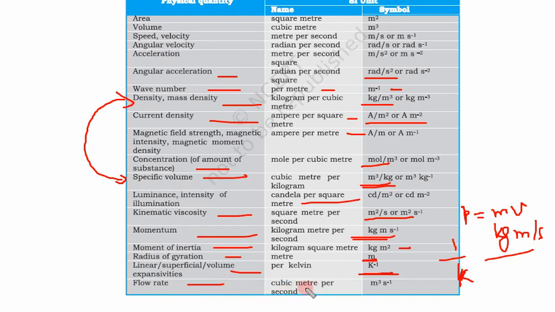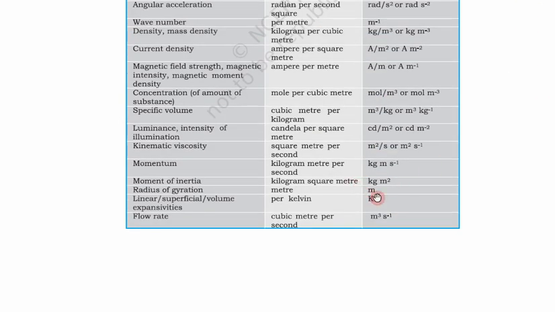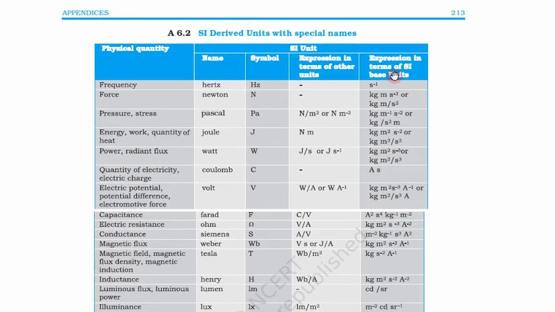Flow rate. What is the flow rate? Cubic meter per second. Let us say 1 cubic meter of water per second is flowing. This is called flow rate. So these are derived units. Only this one is not, radius of gyration. This is not a derived unit.